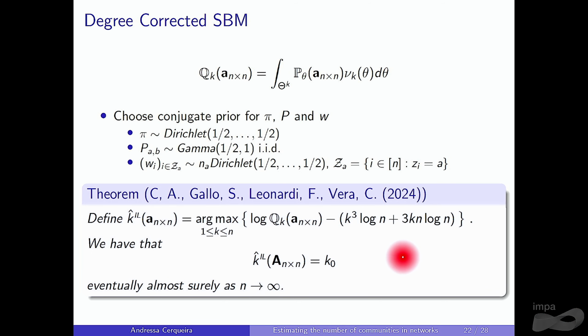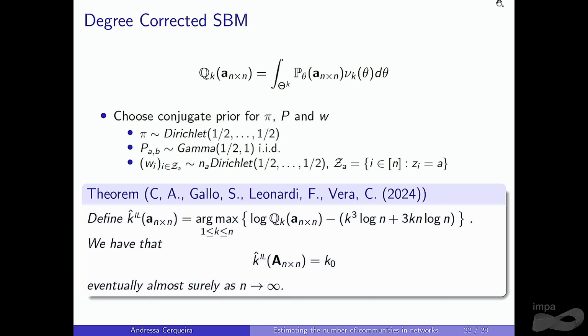Where? Here, this n, yeah. I was just thinking if it's n log n, but yeah. So this comes from the SBM, and then this part, this n here, comes because now I have more parameters that depend on n. So this estimator is equal to the true number of communities almost surely.